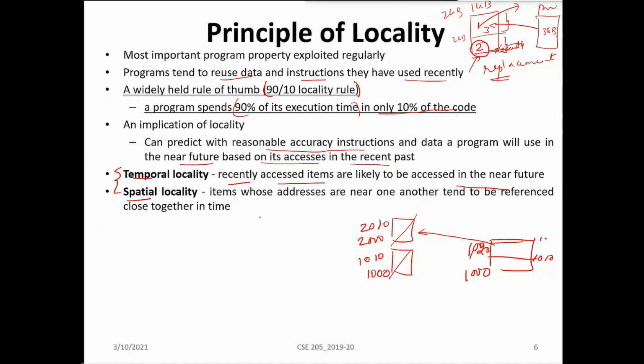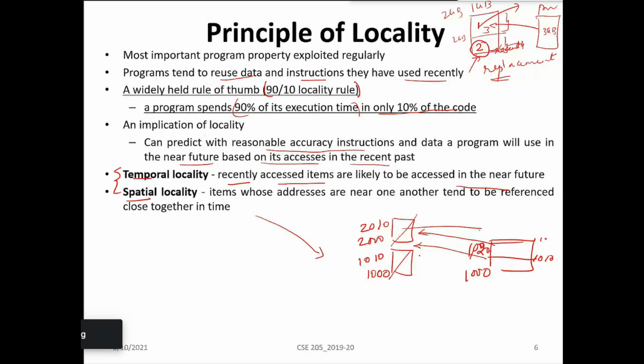According to spatial locality, addresses that are near one another tend to be referenced close together in time. With that assumption, they will remove this and put this. This is for spatial locality. Temporal locality is associated with time. These two things are very important.